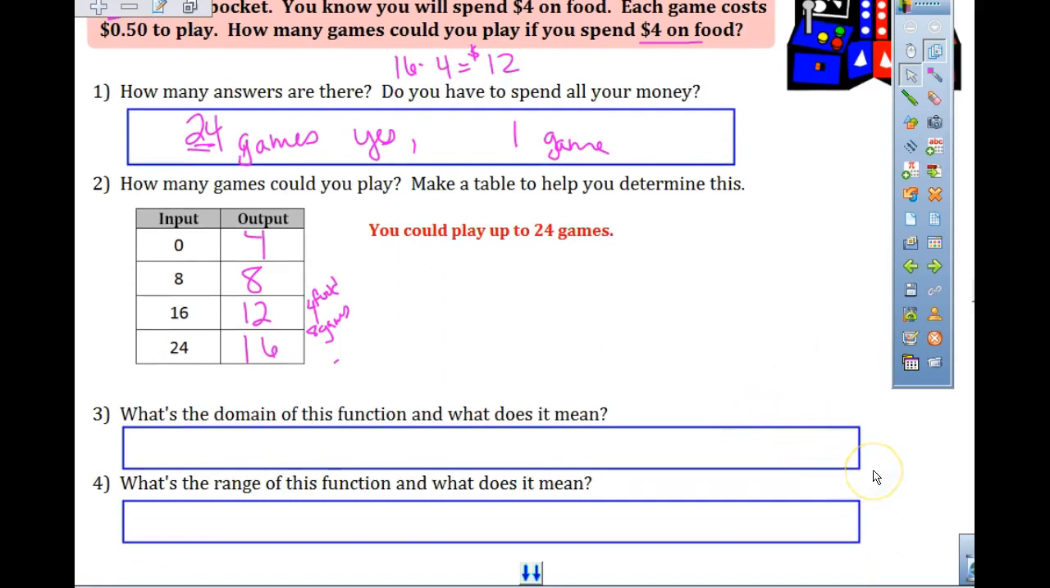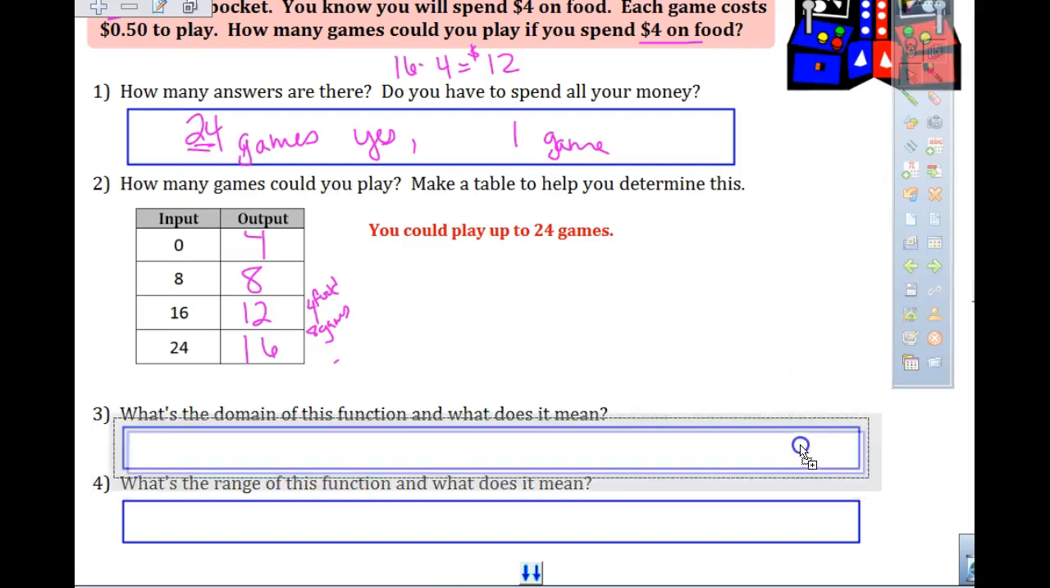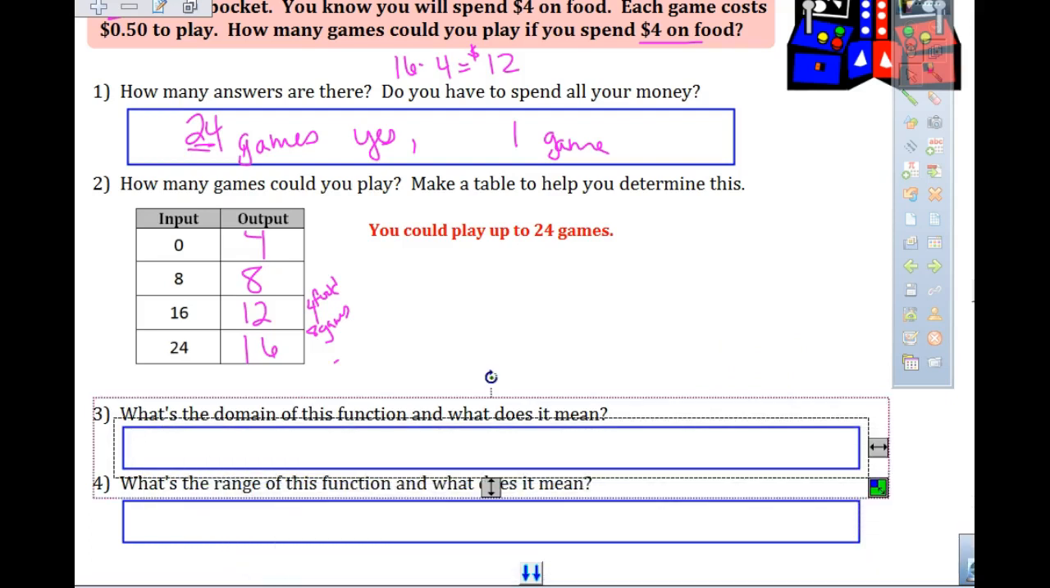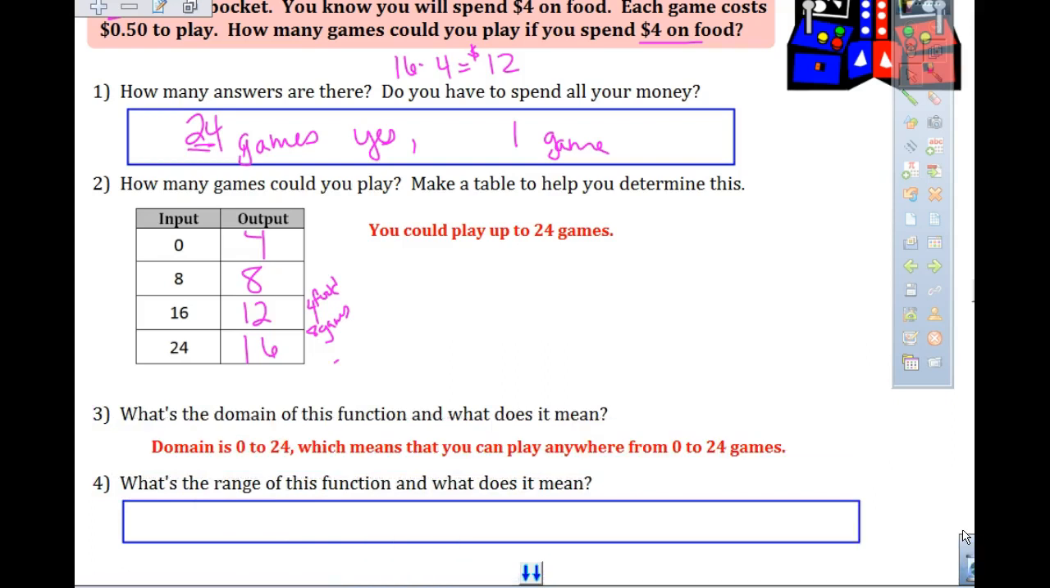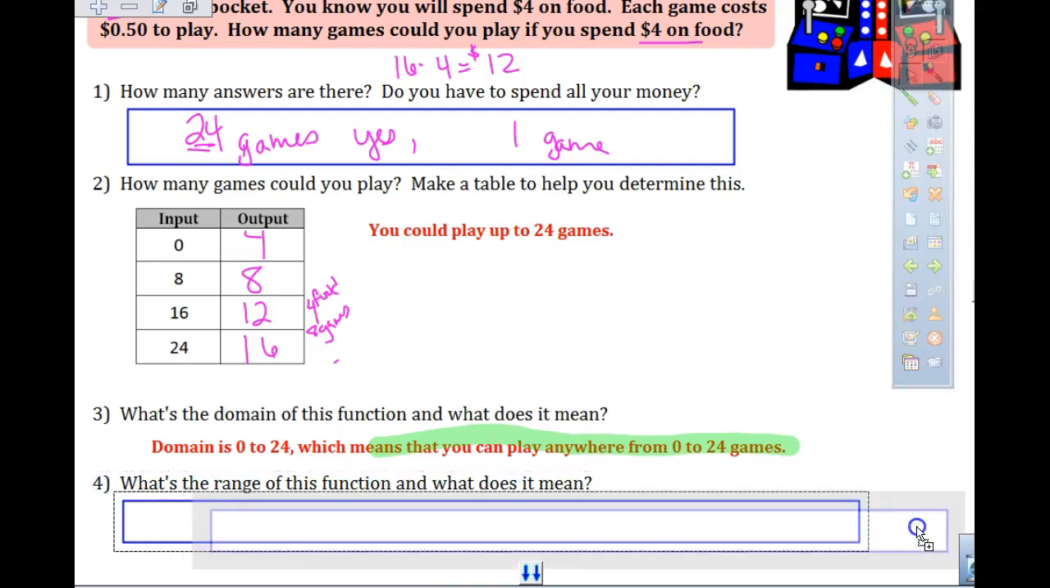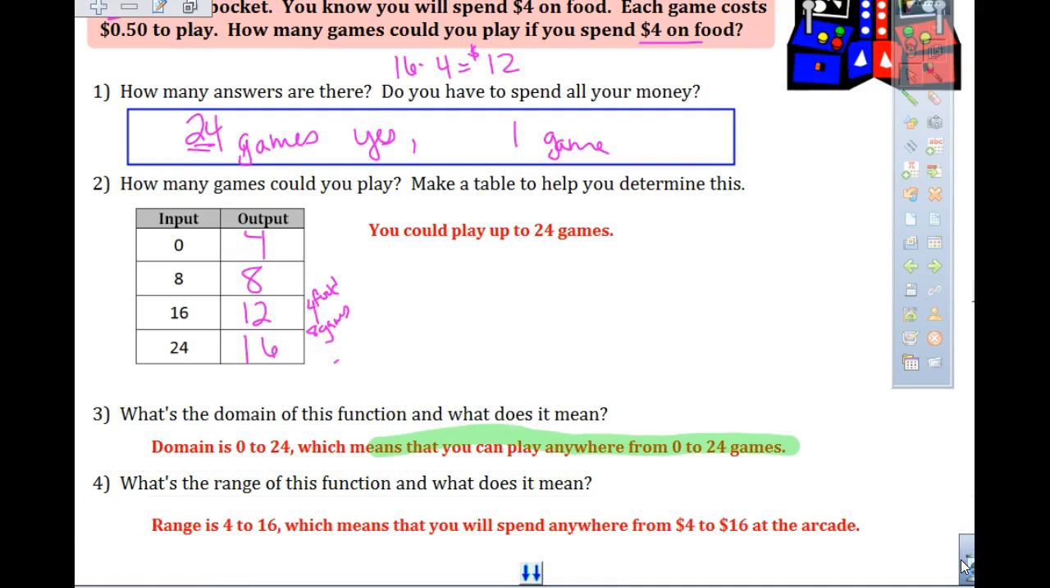So it says, what is the domain? What are my inputs? Those are the amount of games I can play. I have anywhere from 0 up to how many games can I play? 0 to 24. So please write down my domain is going to be 0 to 24. And what that means, and this is where a lot of you lost points on the test, it means that you can play anywhere from 0 to 24 games. Some of you on the test didn't explain what your answer meant in terms of the problem.